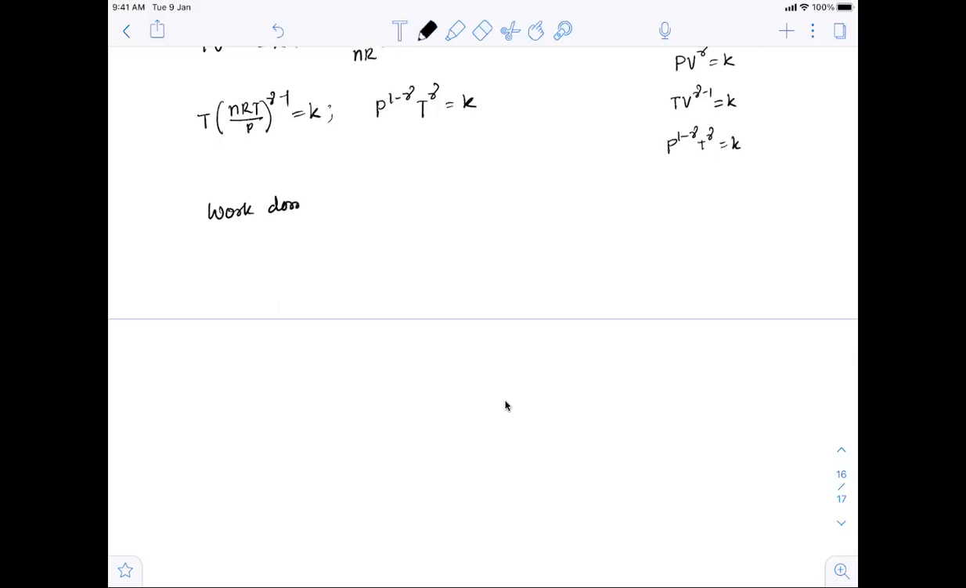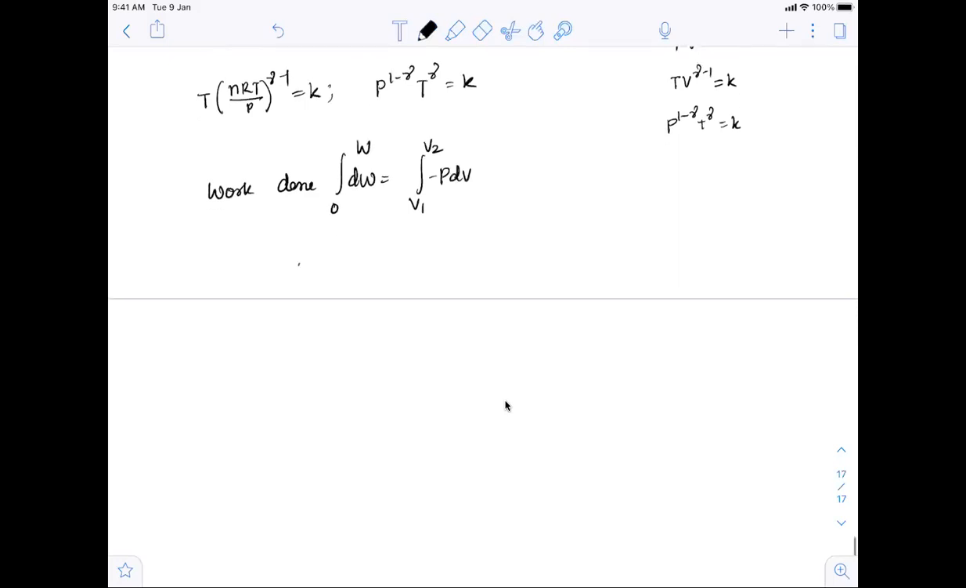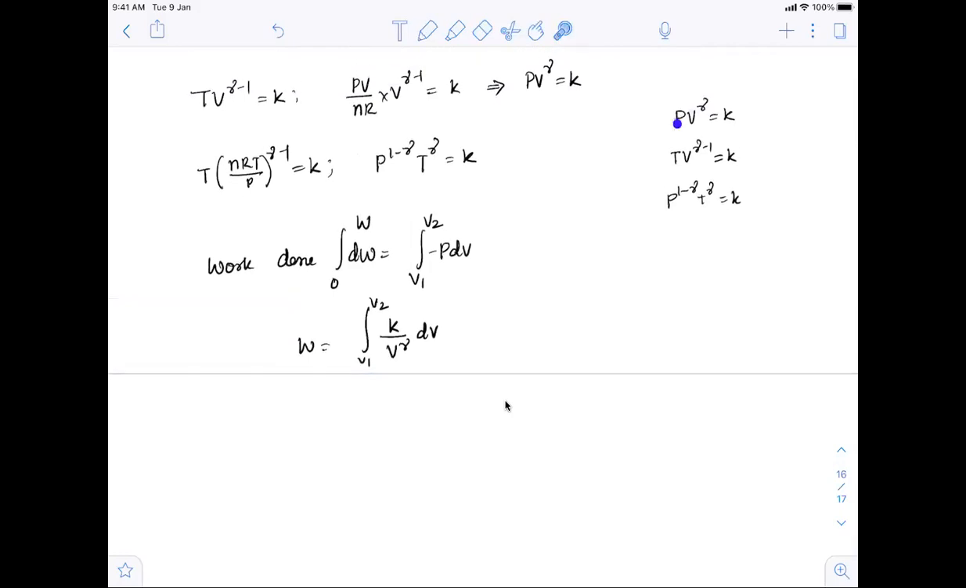Work done can be written as dW equals minus the integral of P dV from V1 to V2. So this is the work done. I can write this work W equals minus the integral of P dV, and instead of P, I can now use constant into V raised to the power of gamma, into dV, integral V1 to V2, because we just learned that P and V can be related this way.